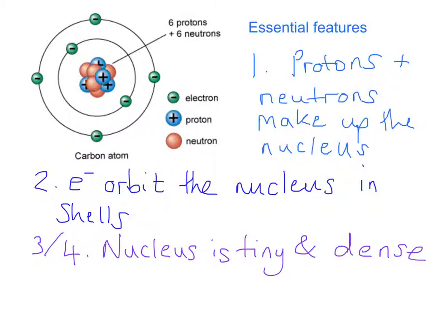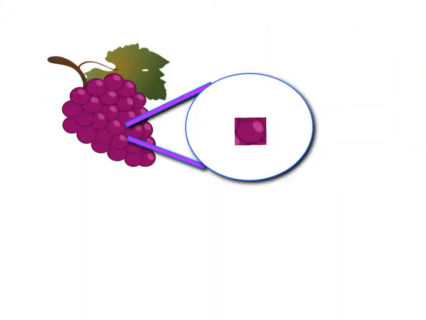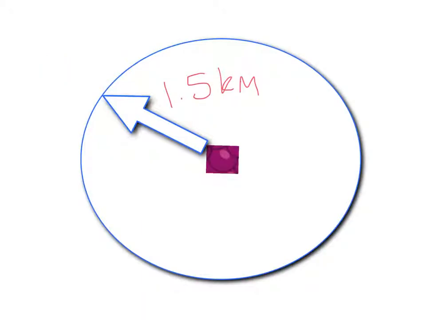The third and fourth points are that the nucleus is tiny compared with the total volume of the atom, and it is also extremely dense and makes up almost all of the atom's mass. And lastly, most of the atom consists of empty space between the tiny nucleus and the electron shells. If the nucleus was the size of a single grape, the outer electrons would be 1.5 kilometres away.